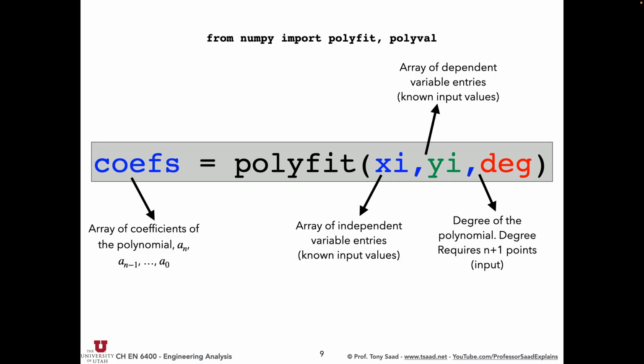Coefficients is what is returned. What polyfit returns is an array. I store it here in a variable called coefs. It's the array of coefficients of the polynomial in this order, starting with the highest degree coefficient to the lowest degree. So the first entry in coefs is going to be an, the coefficient of x to the power n, and so on and so forth, all the way to a naught, which is the coefficient that doesn't multiply any x value. Okay? That's how you build the interpolation.